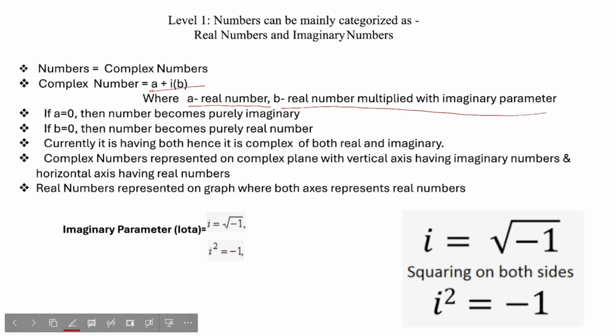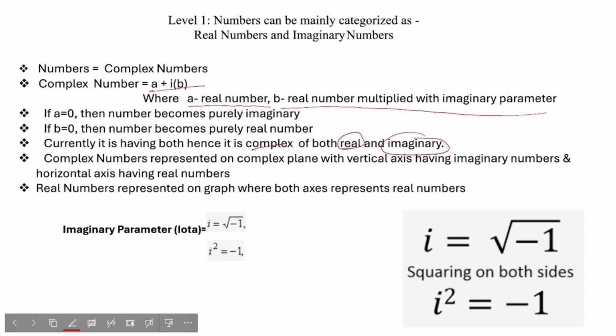Currently it is having both. That is why we call it complex, because complex means it is a mixture of real and imaginary values, both in addition format. So real numbers are represented on the graph and imaginary numbers are also represented on the graph. We have seen both things.